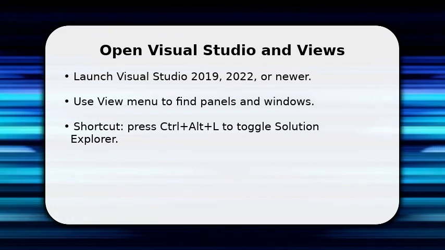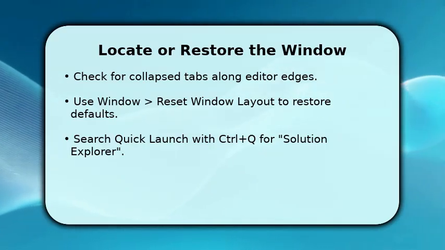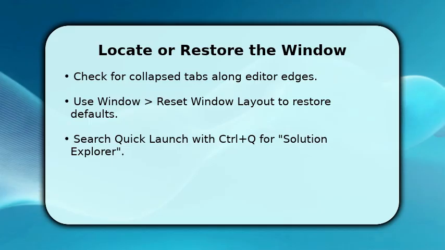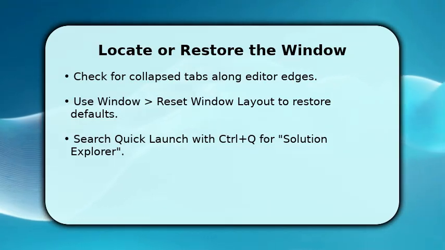If the panel is collapsed, look for small vertical tabs along the editor edges and expand them. Once expanded, you can right-click the title bar and choose Auto Hide or Pin to control behavior. If panels are missing, use Window then Reset Window Layout to return everything to default positions.